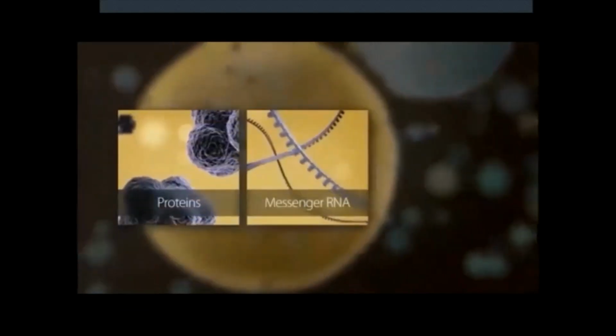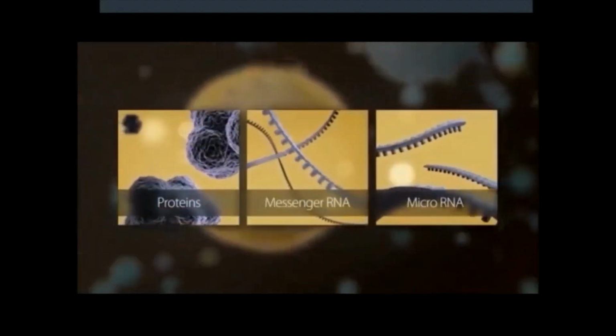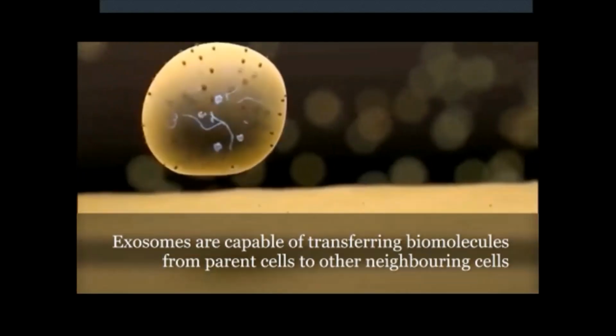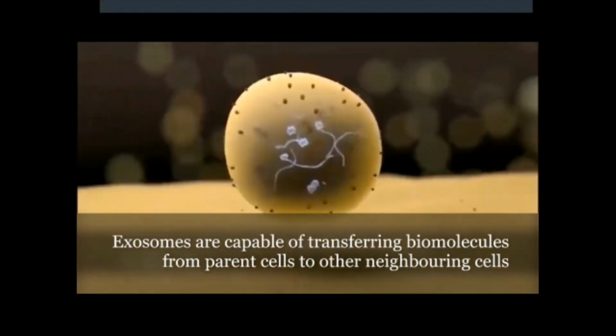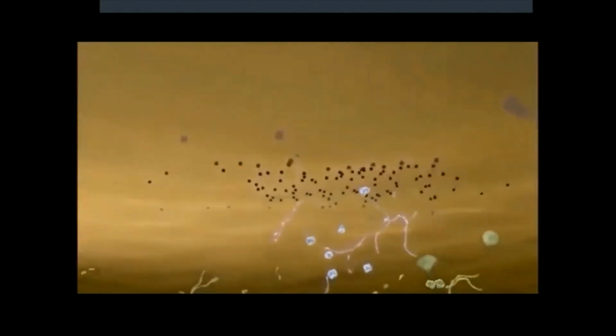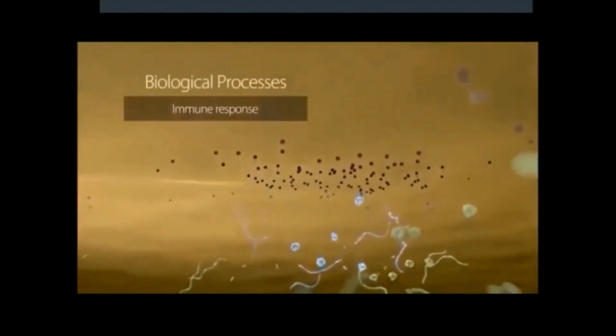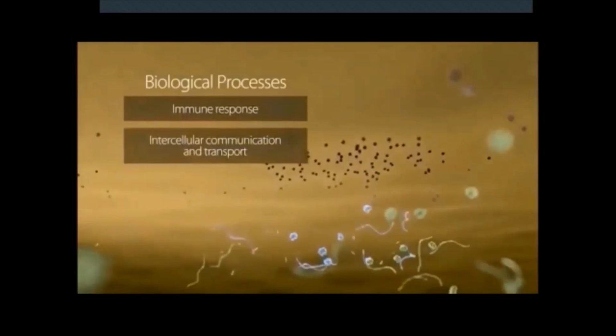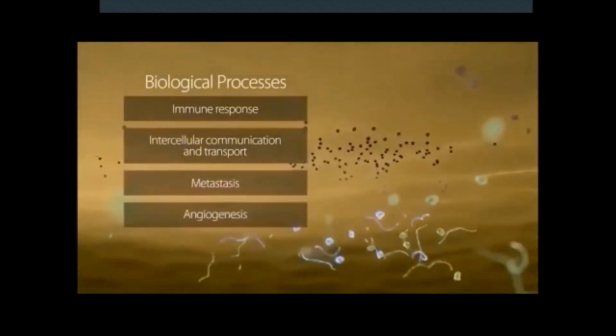During this process, they package protein, messenger RNA, and microRNA from the parent cell, and then they carry them to the recipient cells, where these biomolecules are released. And once they're released in the recipient cells, they can induce biological processes such as immune response, metastasis, angiogenesis, as well as cellular survival.